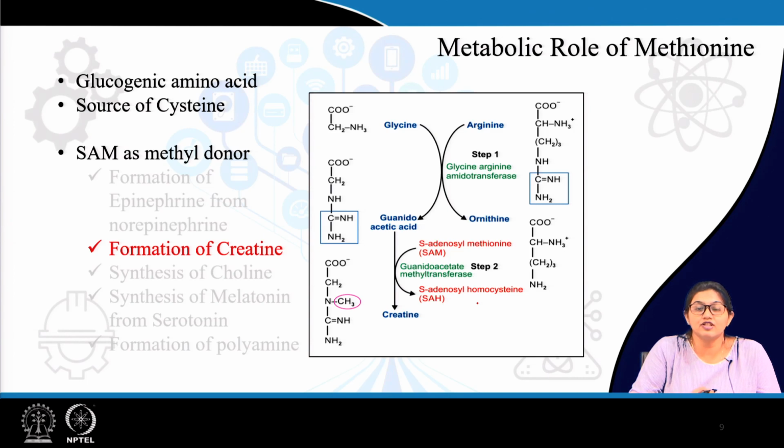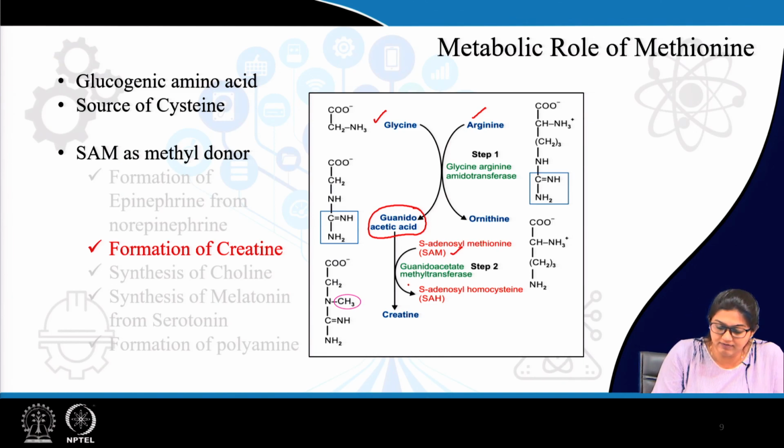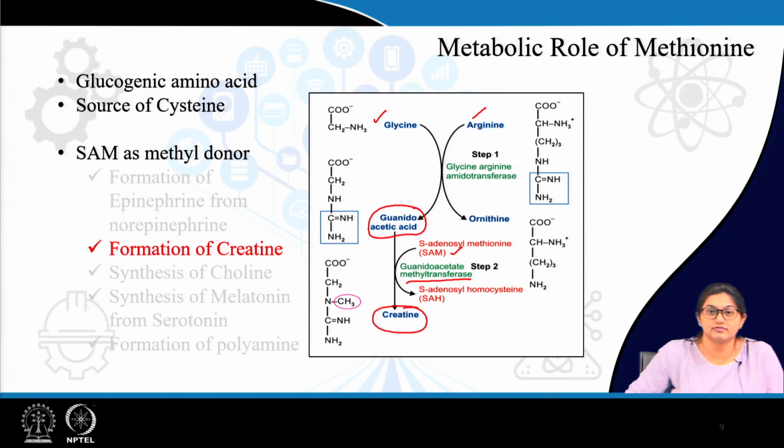nitrogen based compound which is adequately present in the skeletal muscles, and that is formed from the amino acid glycine and arginine. The detail will be discussed in the respective glycine metabolism, but here you can see from glycine and arginine, guanidoacetic acid is formed. Guanidoacetic acid takes a methyl group once again from S-adenosyl methionine with the help of the enzyme methyl transferase to form creatine.